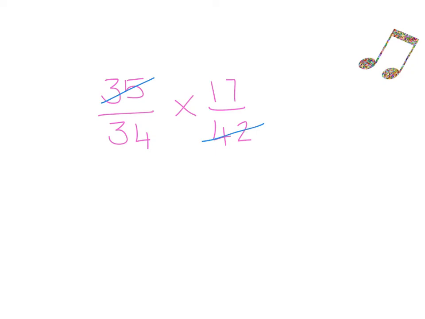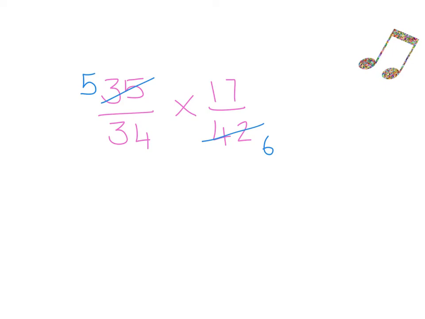Okay, we'll do one more, and we'll use slightly larger numbers just to see how this works when we've got some bigger numbers. So we've got 35 over 34 multiplied by 17 over 42. Now again, I'm going to look to cancel beforehand. Now I can see that 35 and 42 are both in the 7 times table. So I'm going to go ahead and divide those both by 7. 7 times 5 is 35, and 7 times 6 is 42.